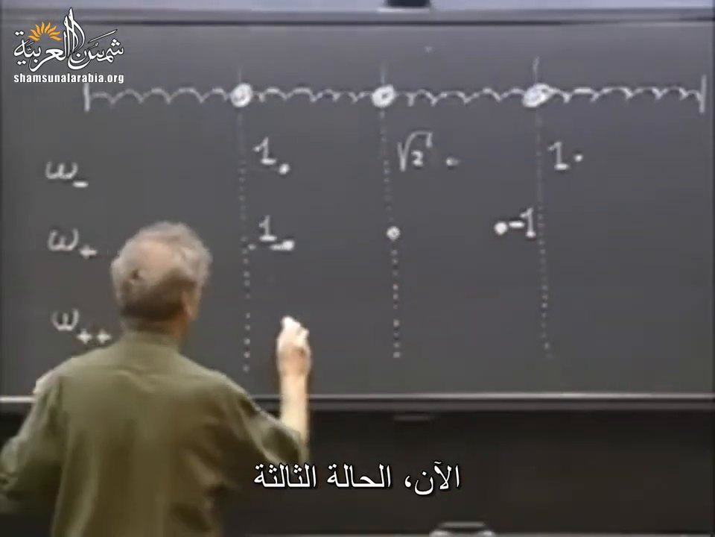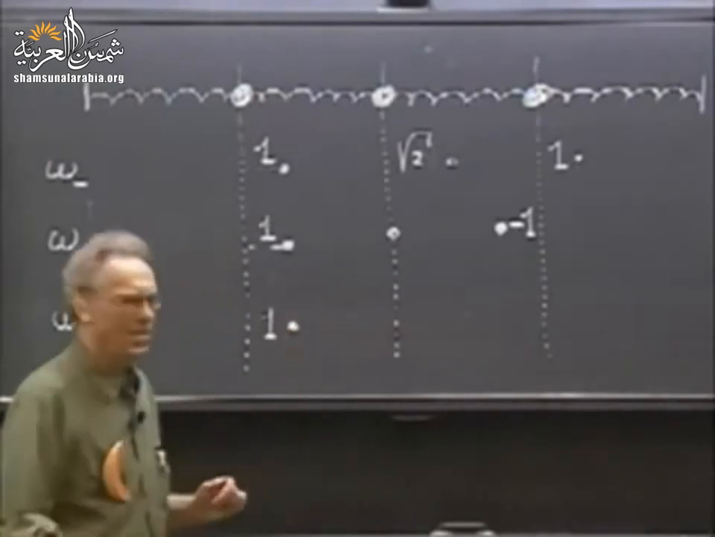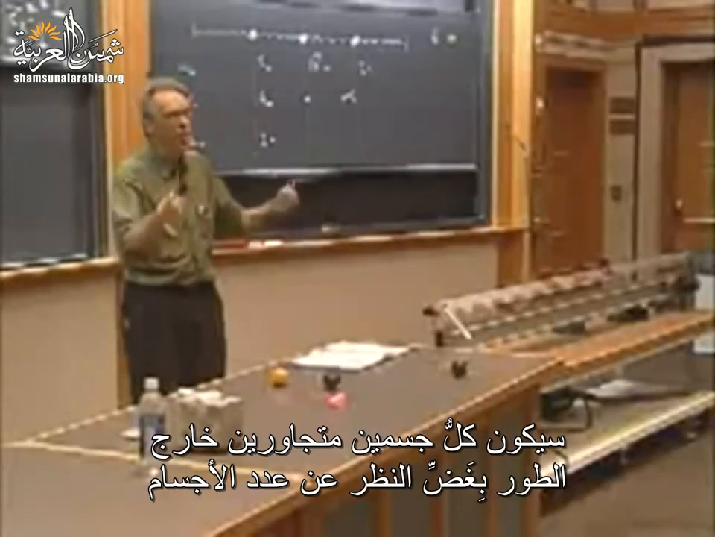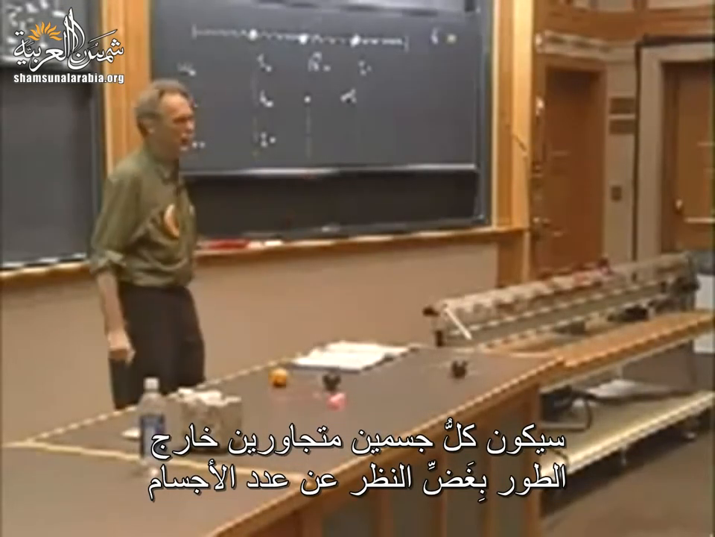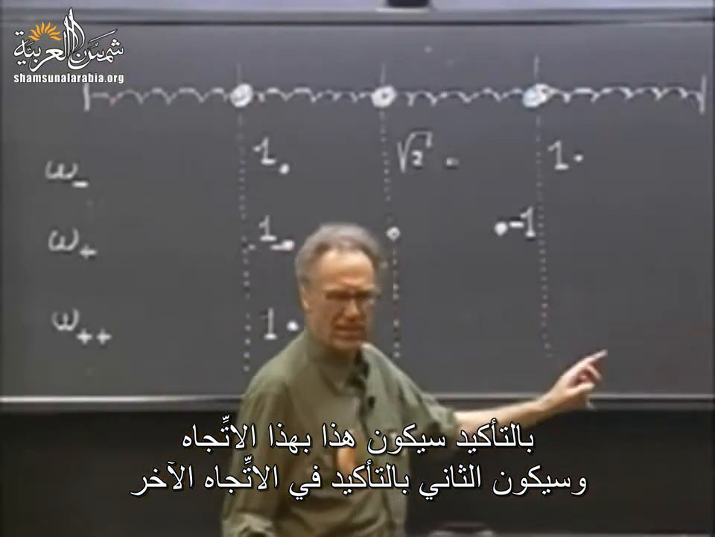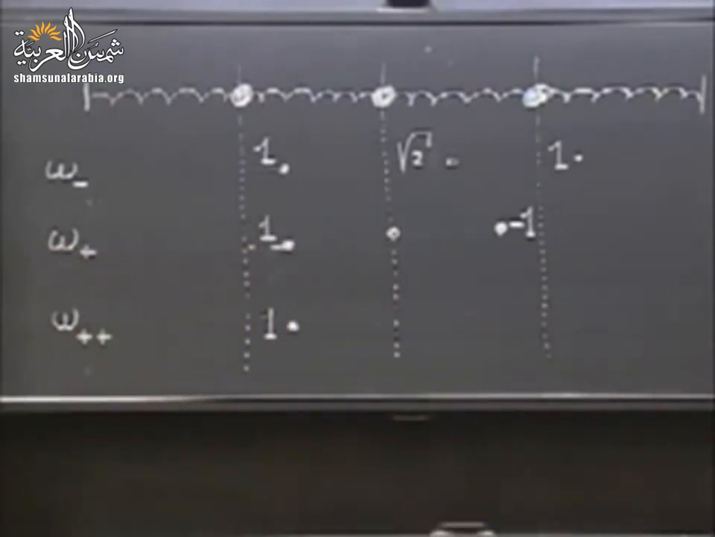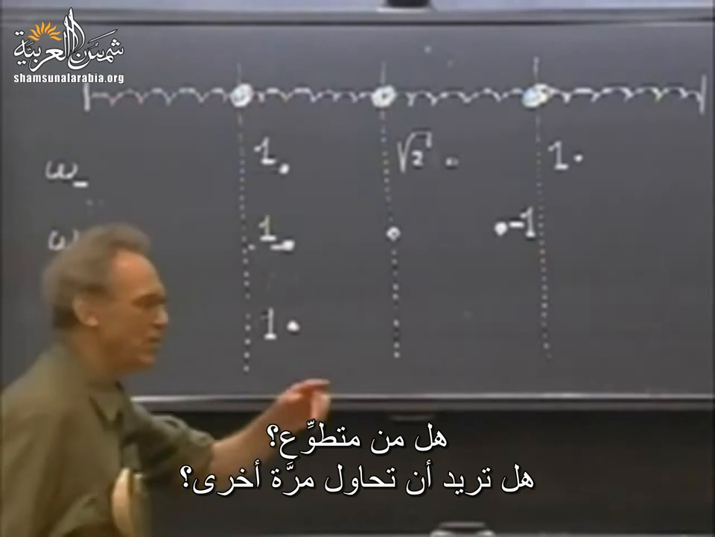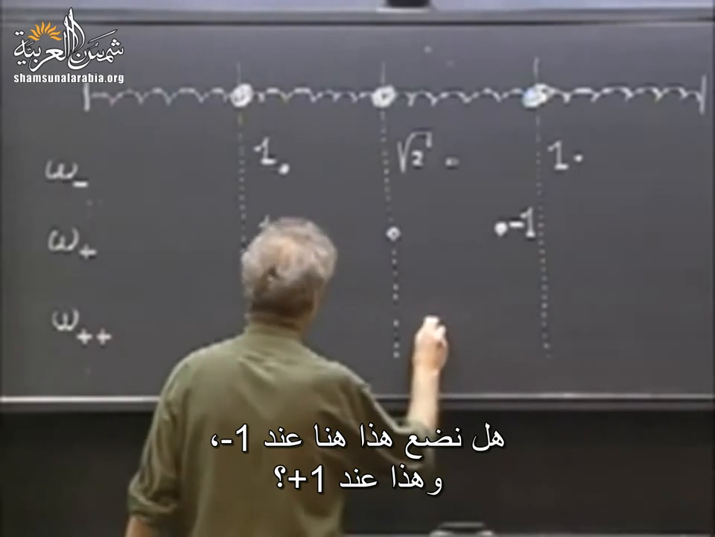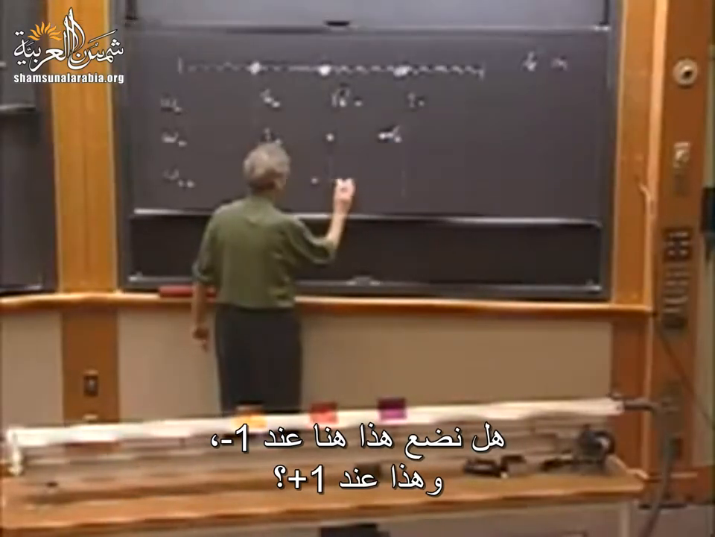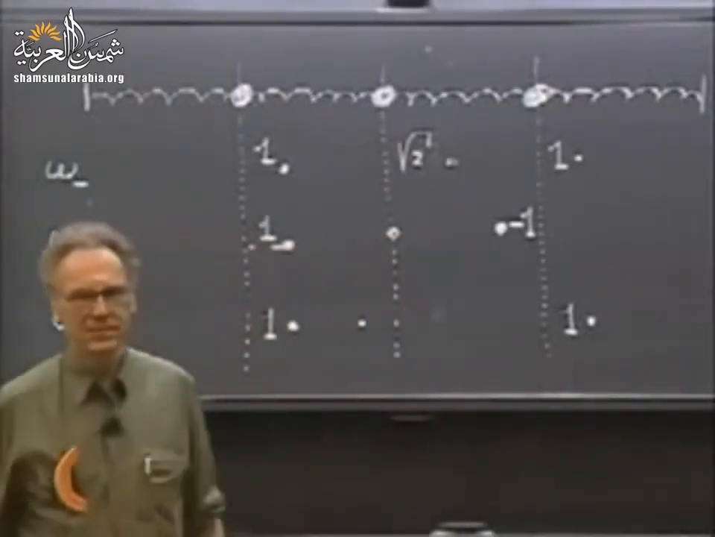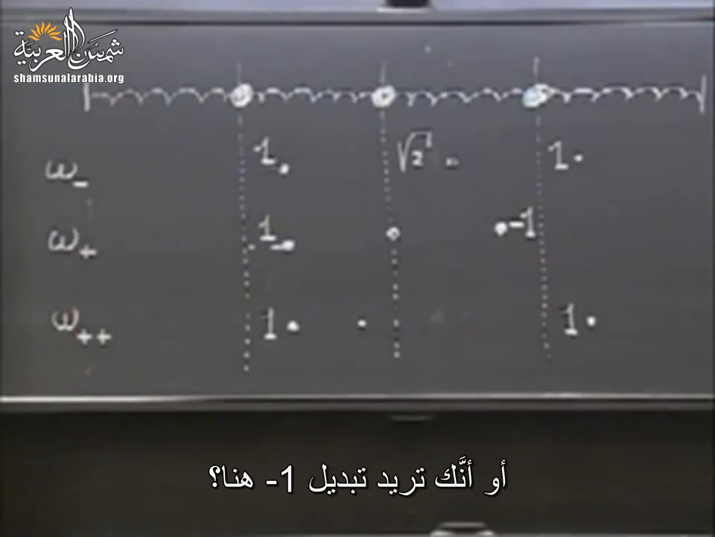Now the third one. Now remember, the highest mode, neighbors are always out of phase with each other, no matter how many you have. So it's already certain that this one must be on this side, and it's already certain that this one must be on that side. Any volunteers? Would you like to try that again with your +1 and your -1? Shall we put this one at +1? Sorry, -1. And this one at +1? Or shall we change the +1, the -1 here?